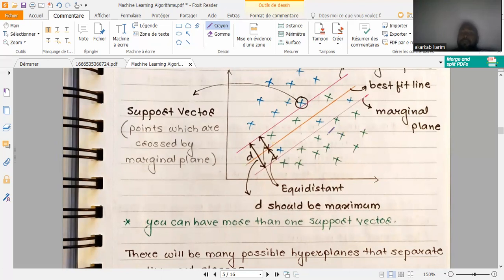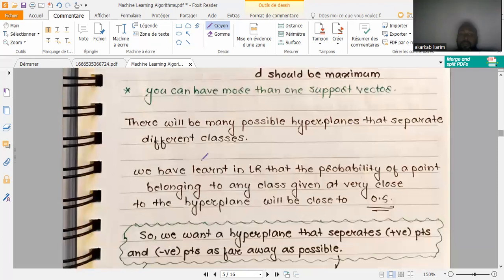We can have more than one support vector. We can draw another one here, next to the first one. So there will be many possible hyperplanes that separate different classes. As I told you before, we can draw more than one hyperplane.